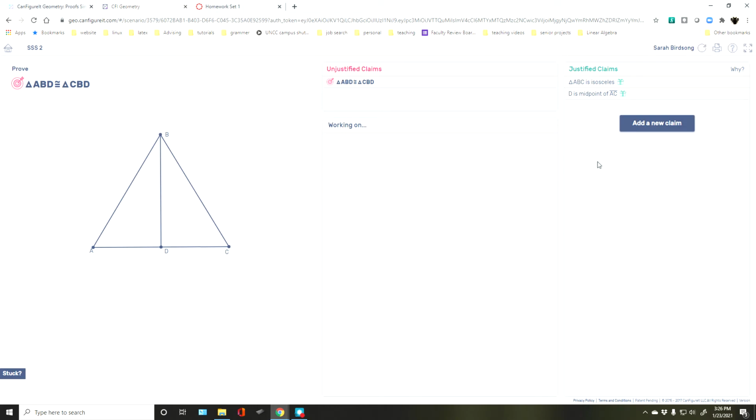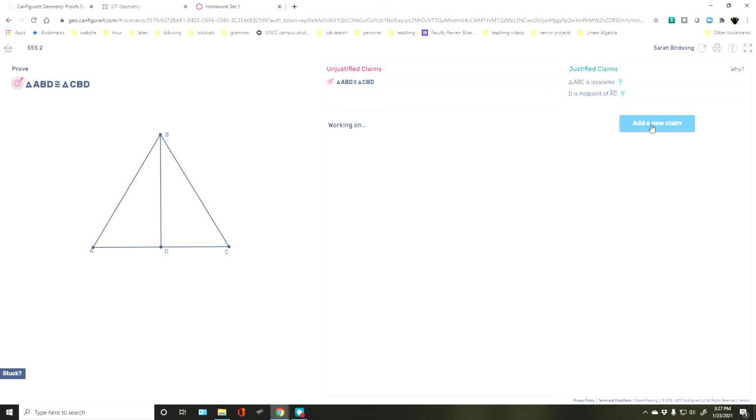Now, somehow, we have to get from this information that we're given over to this information, and that's the nature of every single type of proof. What Configure It will do is only allow you to put in a next step if it fundamentally and logically follows from your justified claims. In other words, your previous steps if you were writing this by hand. There are a bunch of different ways that you can do this.